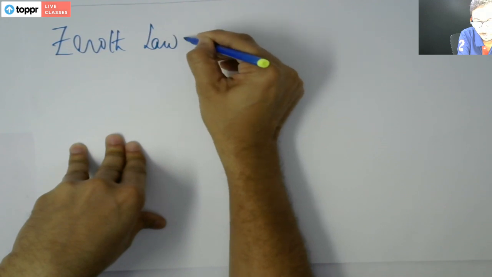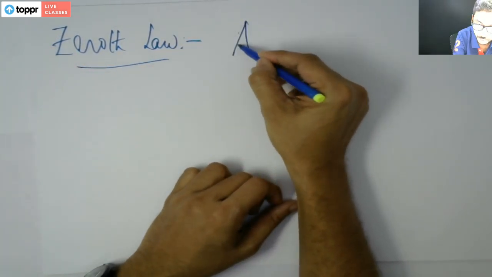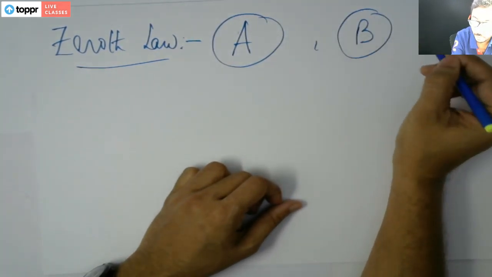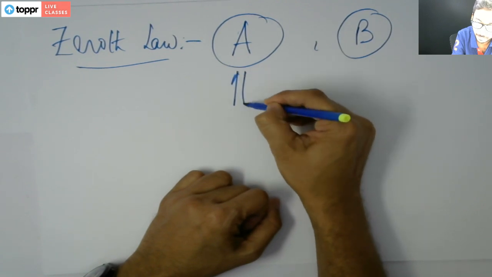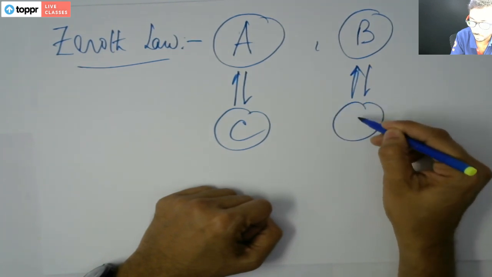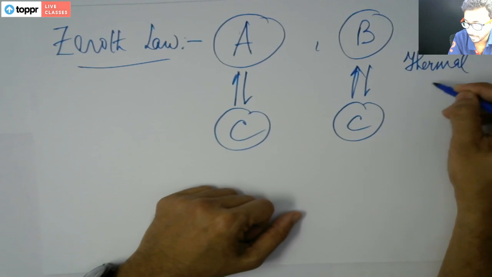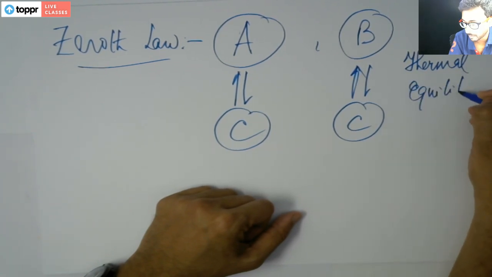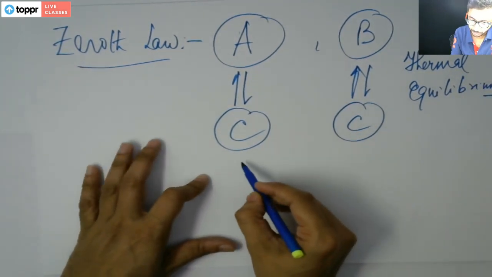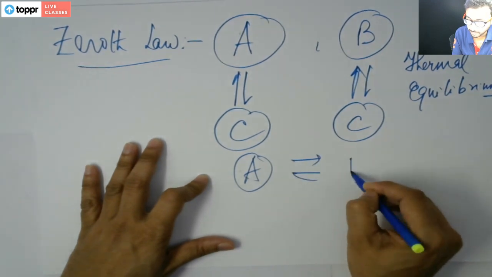The Zeroth law of thermodynamics says that if there are two systems, A and B, which are each separately in thermal equilibrium with another system C, then these systems A and B will be in thermal equilibrium with each other.